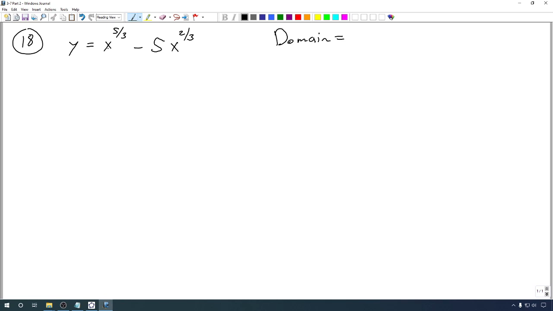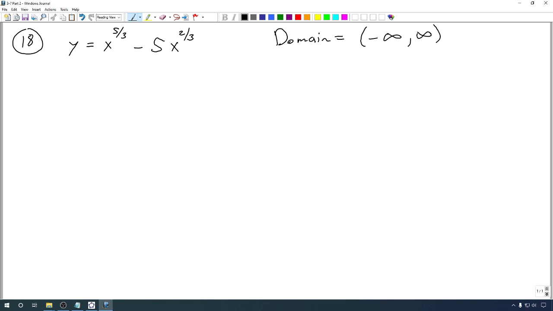But the point here is that this function is in fact defined for all real numbers. No matter what real number I plug in, I can take its cube root and then I can square that number. And nothing here is on the bottom. We don't have a negative exponent here. Same thing with the 5/3 power. So our domain is actually all real numbers.